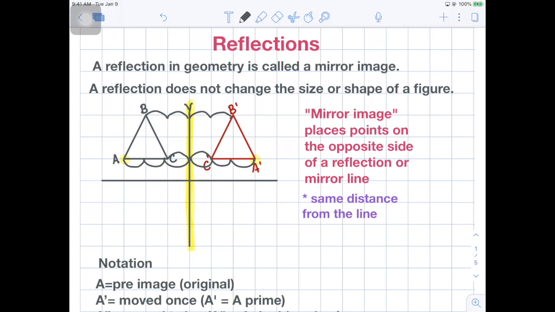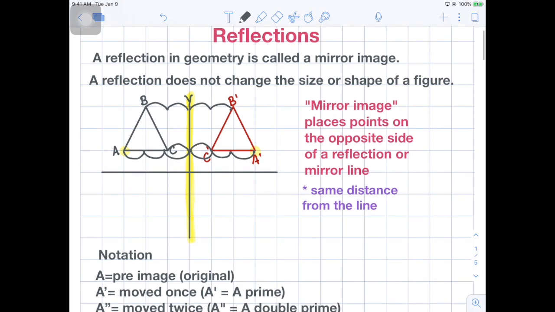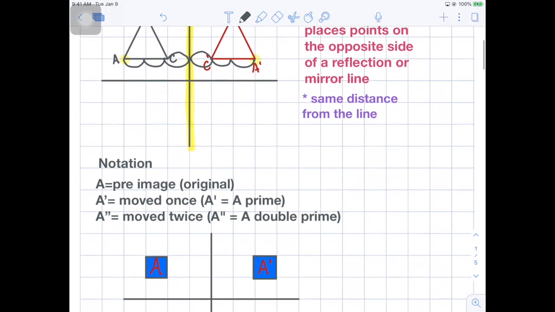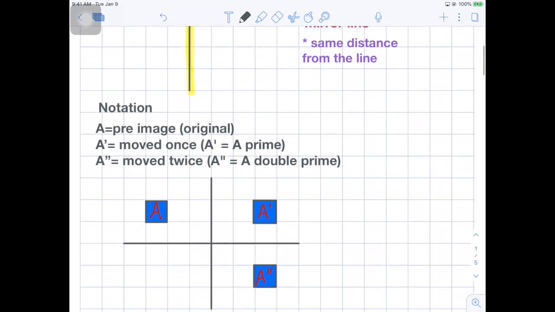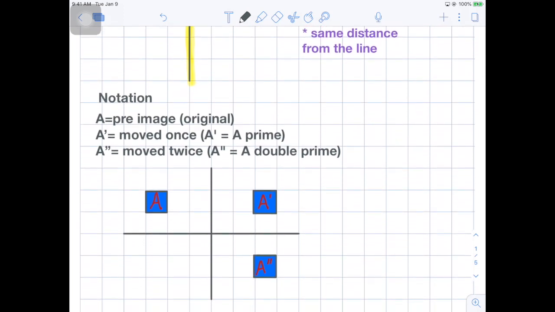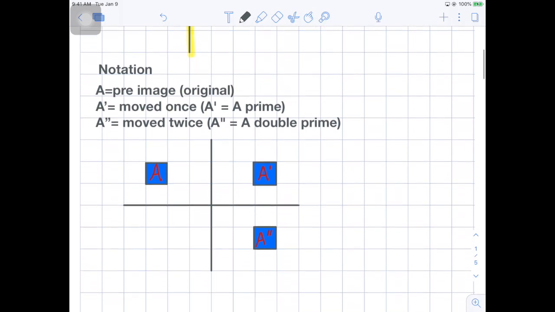So let's talk about the notation. You notice that one is labeled ABC and the other one is labeled ABC with a little tick mark above it, or a little 1 above it. That's not an exponent. This is a notation. Notation is very important to know. It tells us what the pre-image is, which is the original image, and once it's moved, we call it A prime.